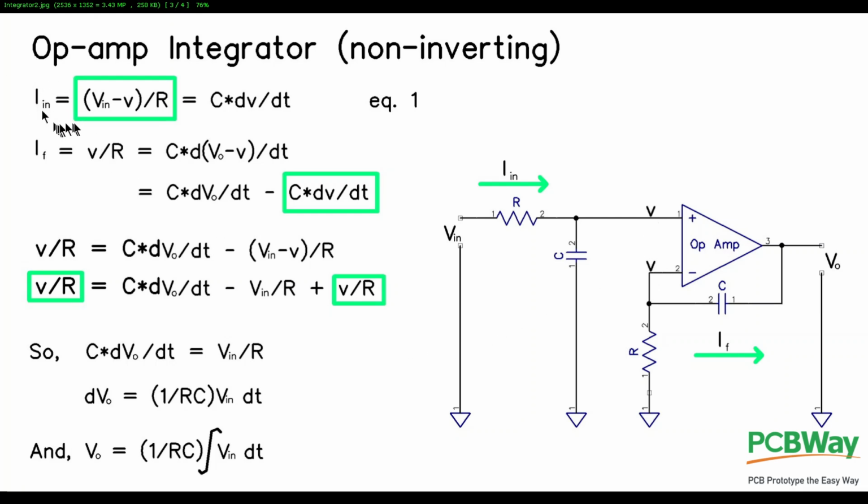So if we look at the input current, the input current is V in minus V over R, which is equal to the capacitance times the derivative of this voltage here, how it changes over time. And the feedback current is equal to V over R, which is equal to C times the derivative of V out minus V with respect to time. Now we can just write that out. We can expand that out so that we get feedback current is equal to C times the derivative of V out minus the derivative of V with respect to time. And the reason I got these two little green boxes over here is because this and this are the same. So we can substitute this in for this. So now we get this equation here.